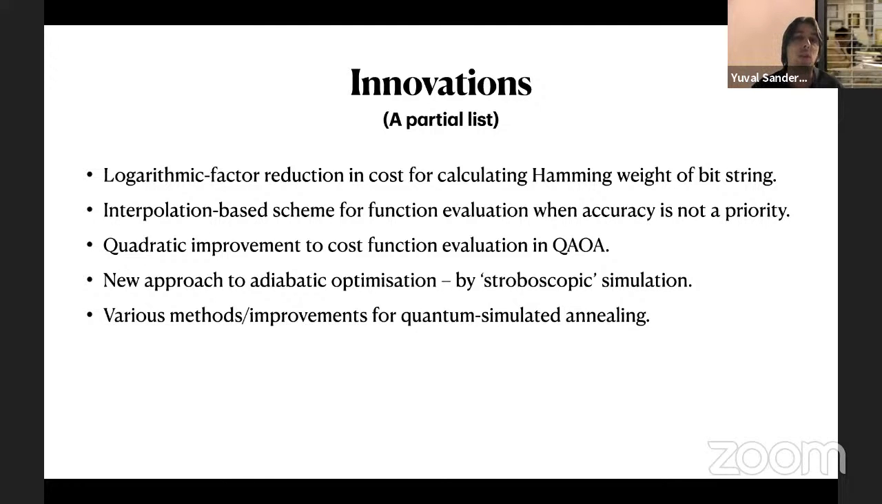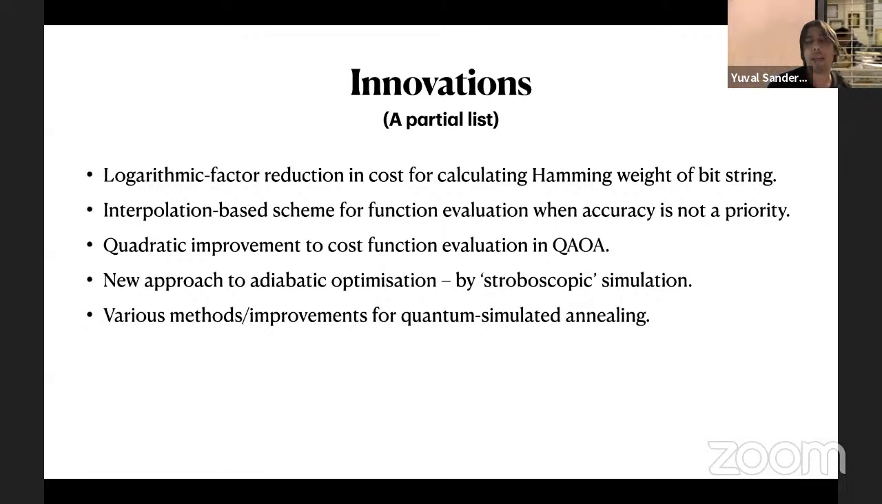We've also come up with an interpolation-based scheme for function evaluation. Now, this is indicated when you don't really care too much about the accuracy of your function. Because these are heuristic optimizations, we're pretty happy to say that accuracy isn't really the primary goal of the function evaluation. You just want something quick and dirty to make the heuristic work. Then, just to complete the laundry list, there's a quadratic improvement to the cost function evaluation in QAOA. There's a new approach to adiabatic optimization, which, glibly put, is stroboscopic simulation. And there are various methods, or even improvements to existing methods, for quantum simulated annealing.